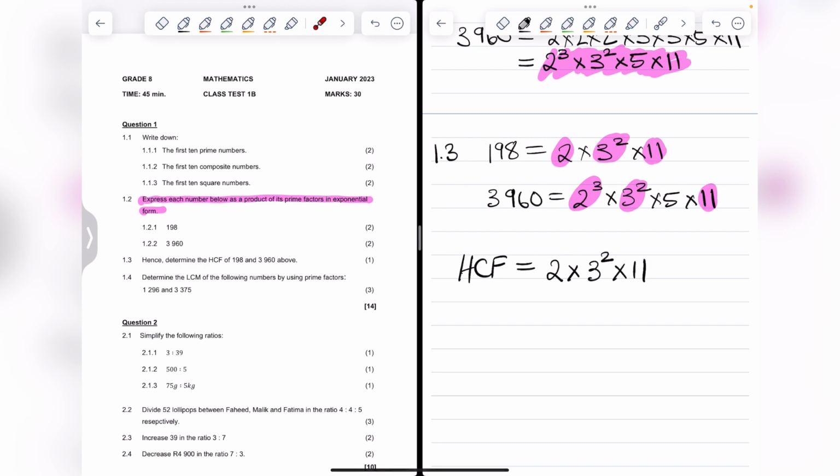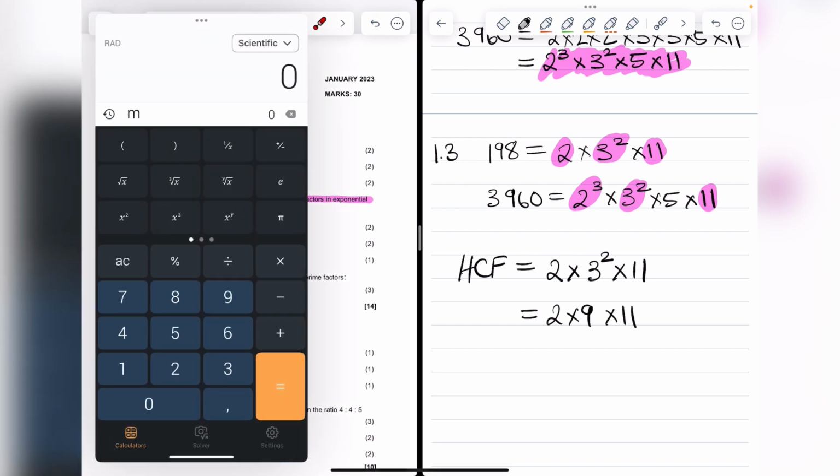And of course, the highest common factor is not a product, it is a number, so you need to multiply that out. So if I simplify, it will be 2 times 9 times 11. And we're going to just take our calculator. 2 times 9 times 11 gives us 198. So the highest common factor here is 198.